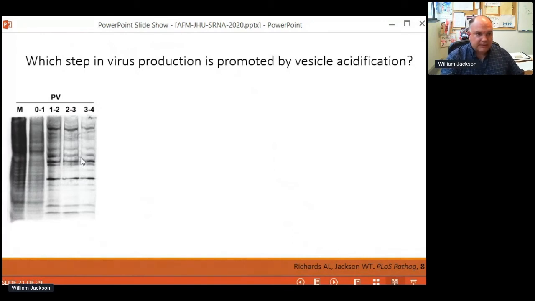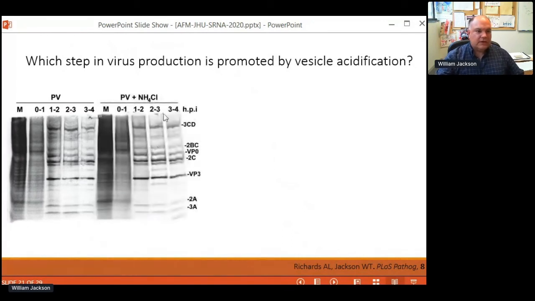And when we inhibited acidification, we saw no change. We saw those same proteins at the same rate, which meant the virus was getting in, translating, and processing its polyprotein at the usual efficiency.